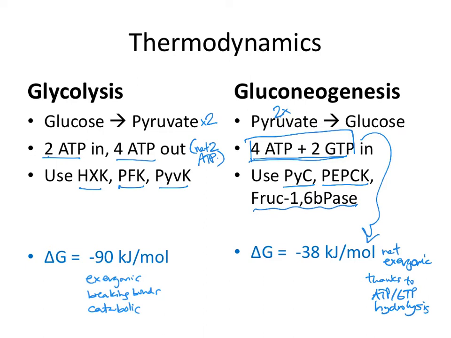Without ATP and GTP hydrolysis, this would be otherwise an endergonic reaction. Because we're building bonds, it's anabolic. You can see, though, inside the cell, the delta G of gluconeogenesis is a thermodynamically favorable reaction because we're breaking these bonds of ATP and GTP. We're using them as the source to power our gluconeogenesis.